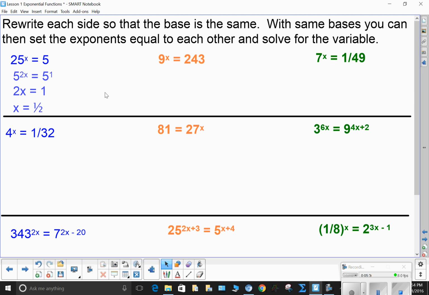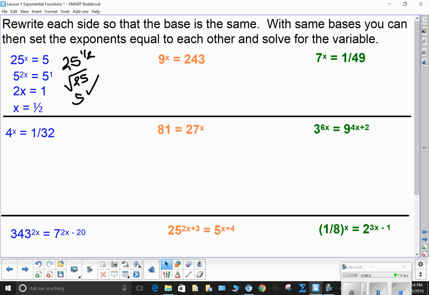Well, remember that 25 is 5 squared. 5 squared to the x is 5 to the 2x. 5 can be rewritten as 5 to the 1. I now have 2x equals 1 and x is equal to a half. Think about that. It makes sense. 25 to the 1/2 power is the same thing as the square root of 25, which in fact is 5.